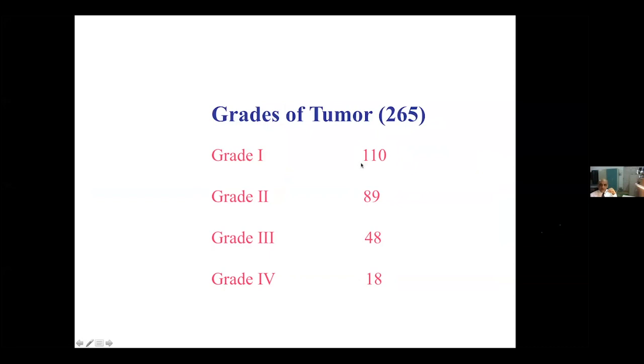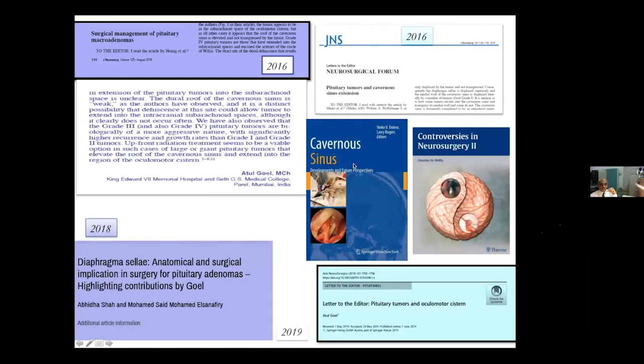Also, we had written in our article that when the tumor is grade 1, it is histologically more benign. When the tumor enters into the cavernous sinus, it becomes more aggressive behaviorally. When the roof of the cavernous sinus is elevated, the tumor becomes more aggressive in behavior. And when, of course, it goes beyond the dura, it is like a very aggressive person. So there are various articles of mine on how the cavernous sinus and other things behave.